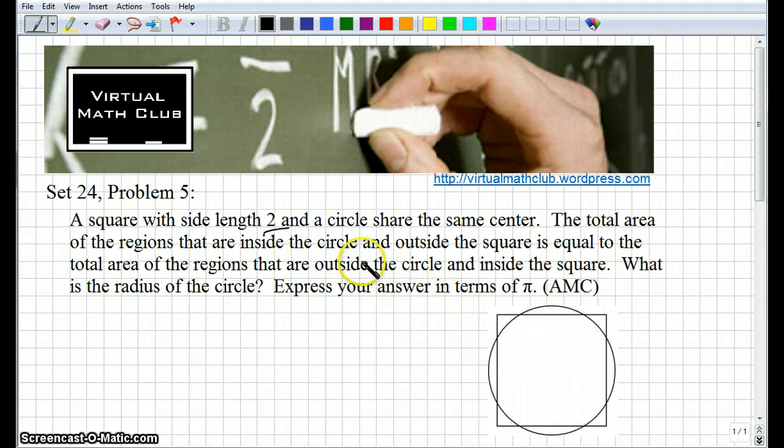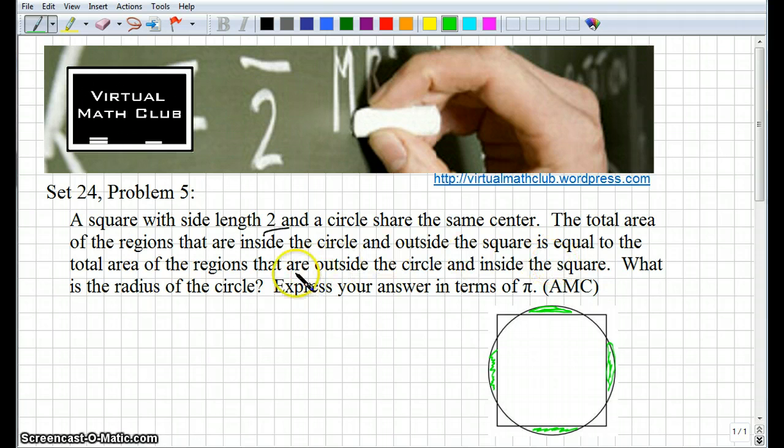Alright, well, let's see if we can figure out what they're talking about. I'm going to switch pen colors here. It says that the total area of the regions that are inside the circle and outside the square, so that's this stuff here. I'm going to try and color it in a little. So it's this area, this area, this area, and this area. Those are the regions that are inside the circle but outside the square.